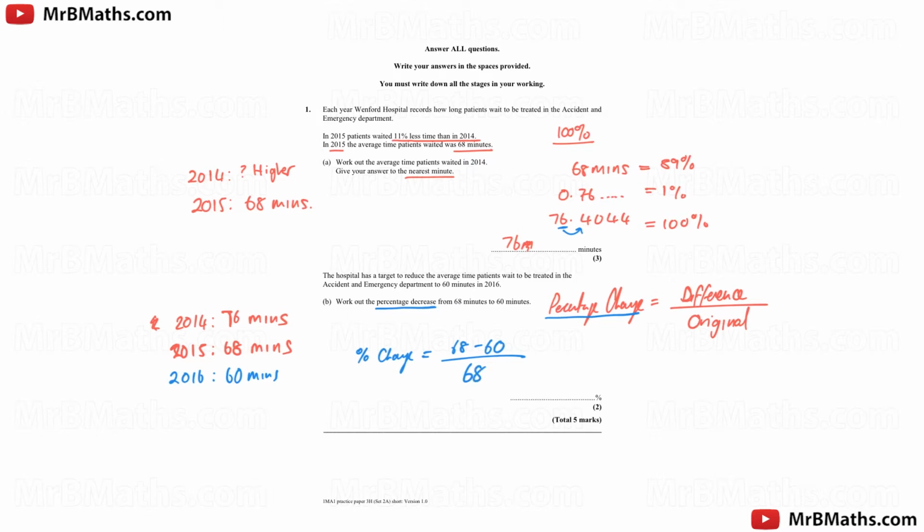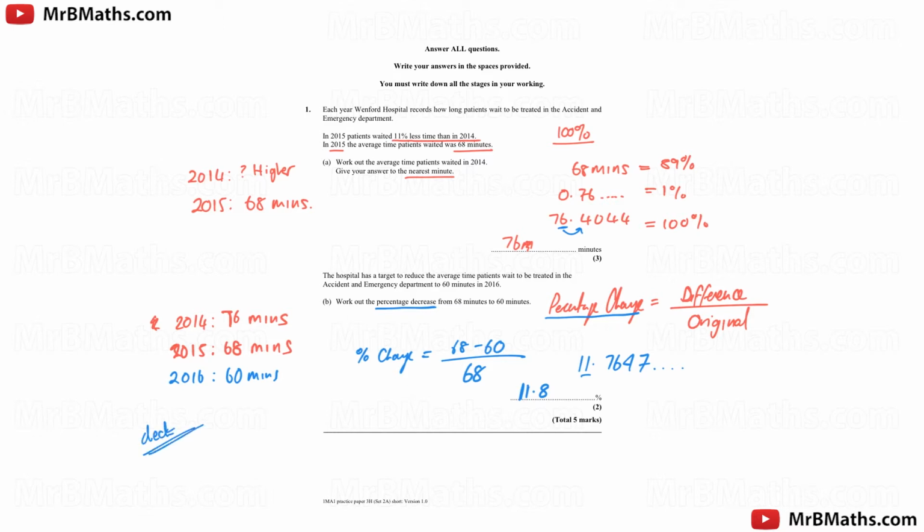So if we type that into our calculator and then times that by 100, we get 11.7647... and if we round it to one decimal place, we get 11.8%. So in 2015, if that's 68 minutes, if it drops 11.8%, it will give us 60 minutes. So what we can do is check this.